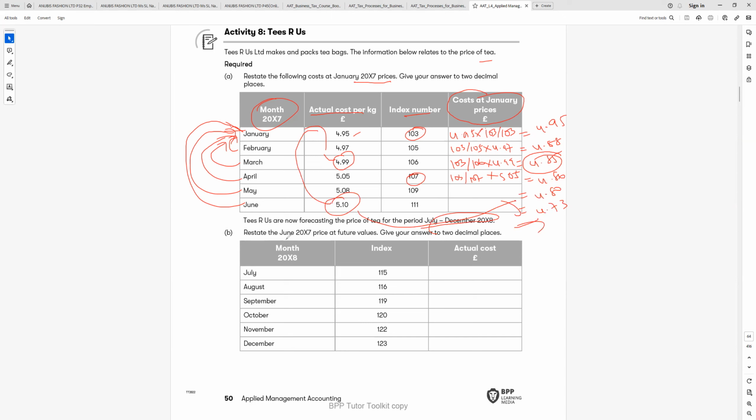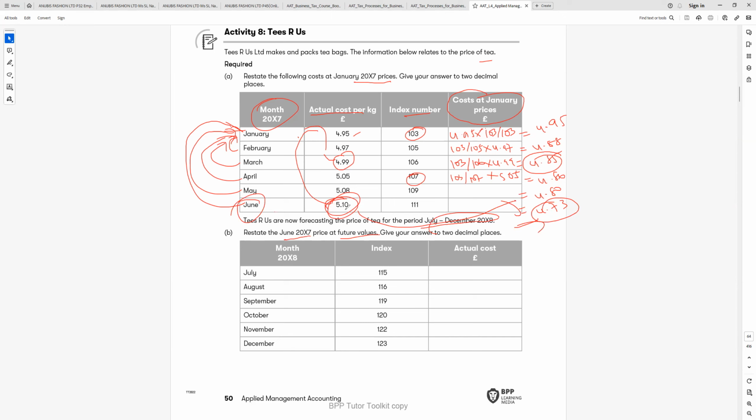Restate the June 2017 price at the future value. So whatever we did for June, 4.73, I want to make a future value. I want to see how much will be the cost in the future. Because this is June 5.10, I bring it down for January. Now I want to bring it up for the next year's July.